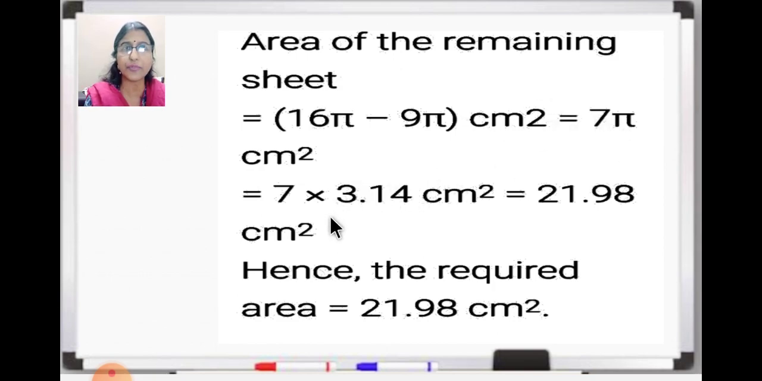And now we can substitute the value of pi as it is given in the question. We have to take the value of pi as 3.14. So 7 into 3.14. When you multiply these two numbers, you know how to multiply. You will get 21.98 centimeter square. Hence the remaining area will be 21.98 centimeter square.